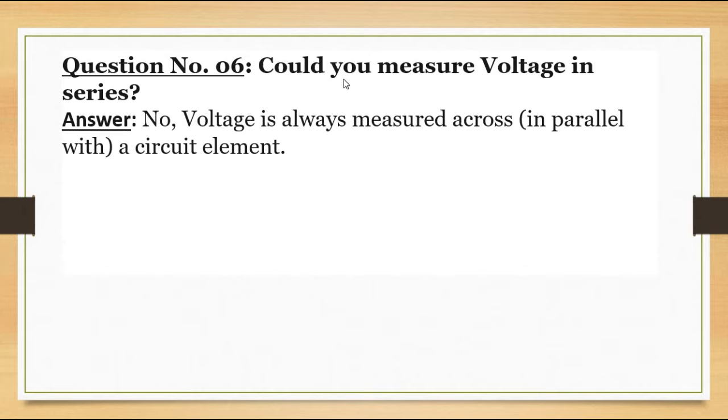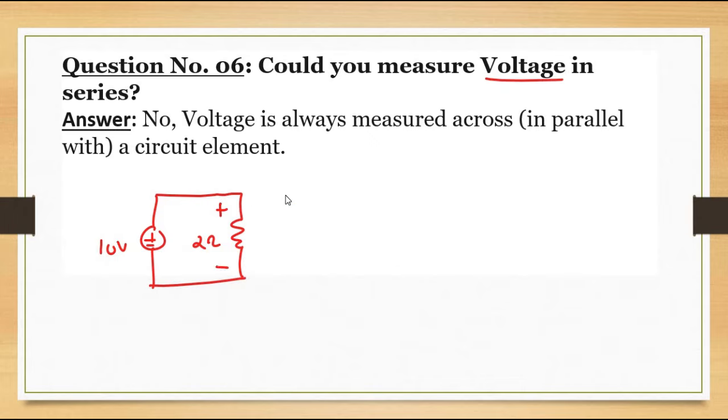Our next question is, could you measure voltage in series? Now this is an interesting question. The answer will be no, because voltage is always measured across a circuit element. So if this is a circuit and this is our resistor, then if you want to measure this voltage, we will of course put the voltmeter in parallel across this element, so that you can get the voltage across it.